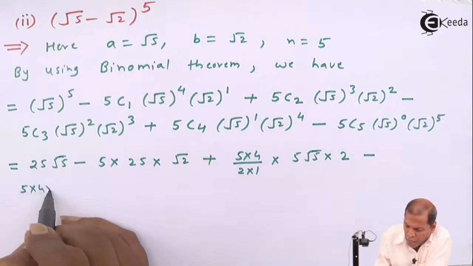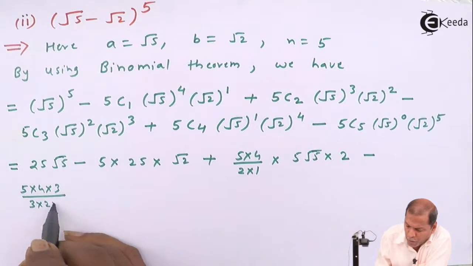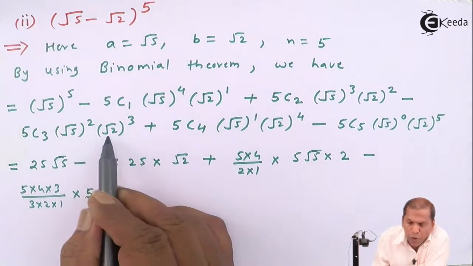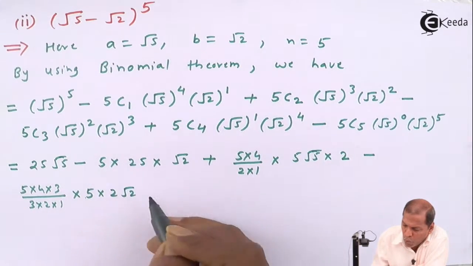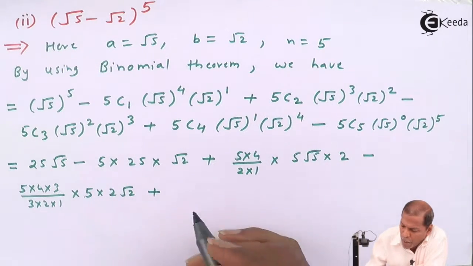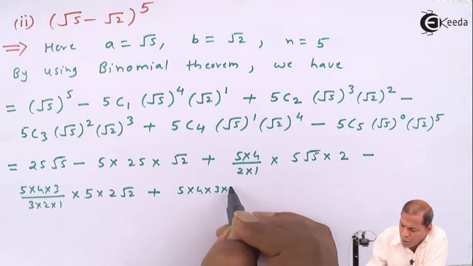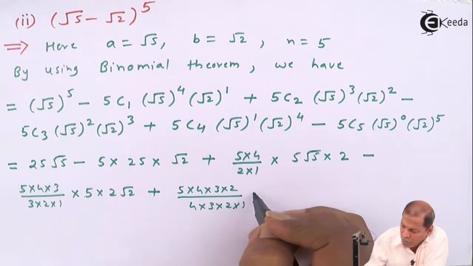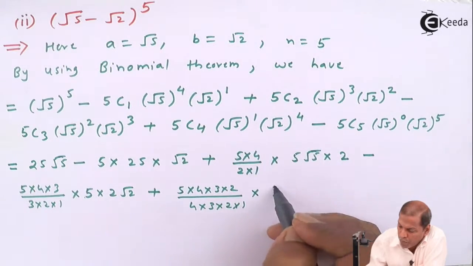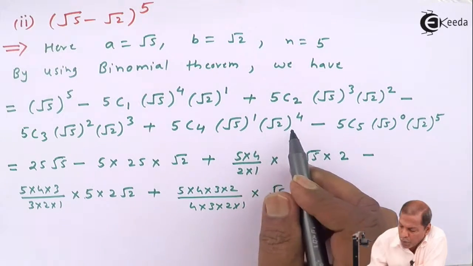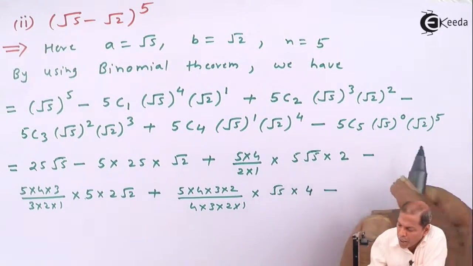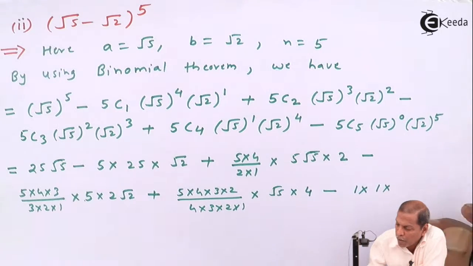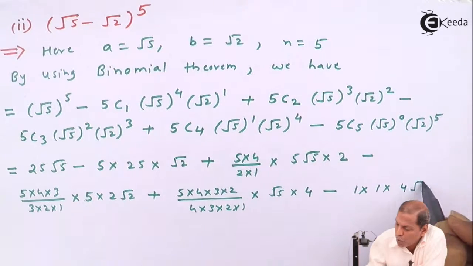5c3 can be written as 5 4 3 upon 3 2 1 into (square root of 5) whole square, that gives us 5, (square root of 2) cube gives us 2 root 2, plus, now 5c4 we have 5 into 4 into 3 into 2 upon 4 3 2 1 into root 5 raised to 1 gives us root 5, into root 2 raised to 4 gives us 4, minus 5c5 gives us 1, root 5 raised to 0 gives us 1 and root 2 raised to 5, so that gives us 4 root 2.